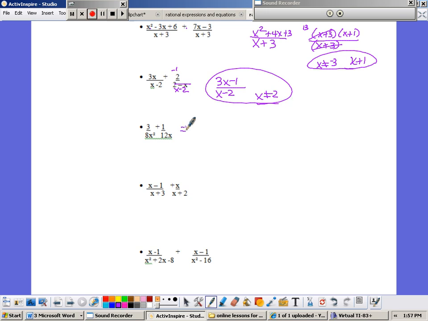What if they're not binomials and they're monomials? Well, look at them. 8 and 12 both go into 24, and x squared and x both go into x squared. So this picks up a 3, and this picks up a 2 and an x to get to 24x squared. So I get 9 plus 2x. Cannot be reduced, but 24x squared cannot equal 0, so x cannot be 0.